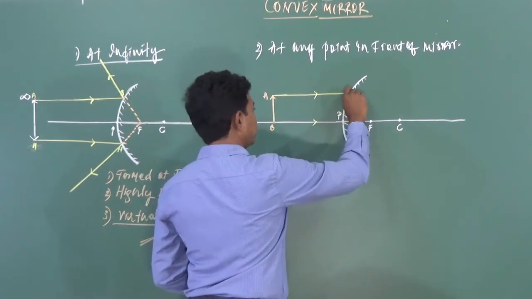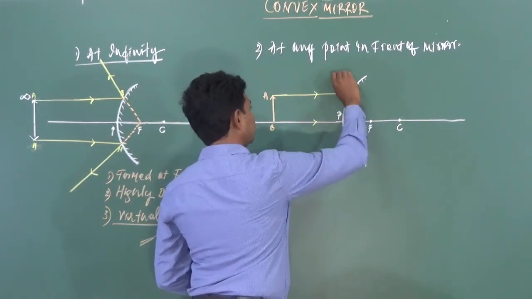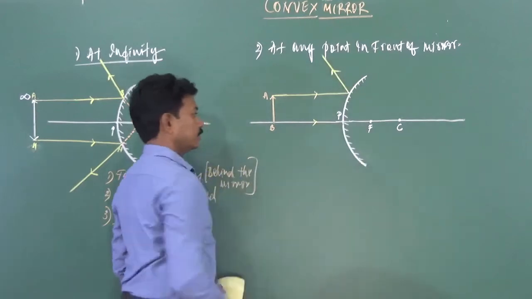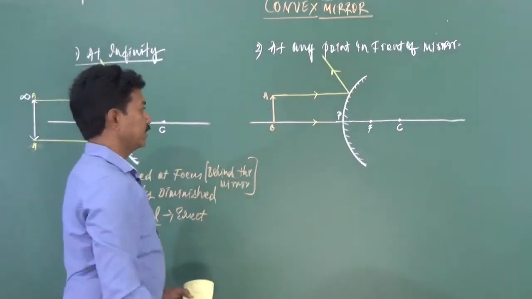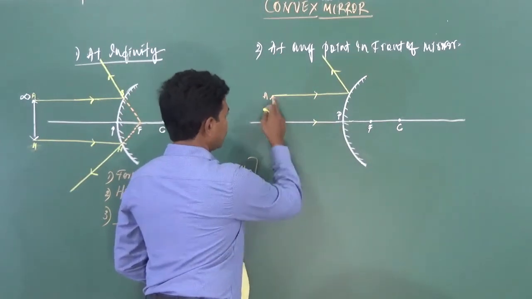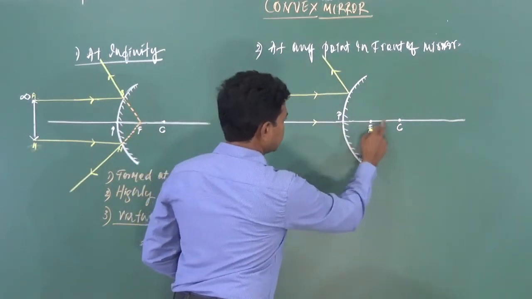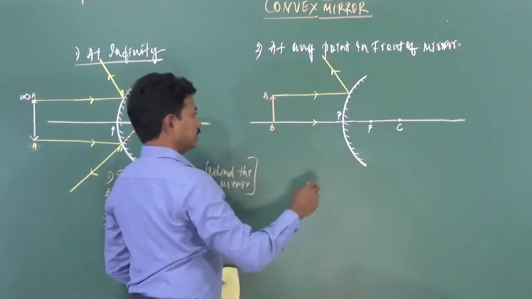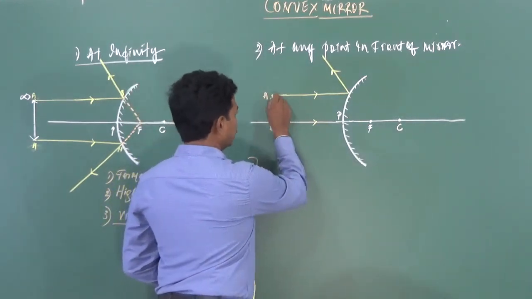So after reflection, it is going to get diverged in this direction. So this is one of the points. The second one is, we can take it anywhere. You can take it to the pole, or you can direct that light ray towards the center of curvature. It's left to you. So I will take it to the pole itself.